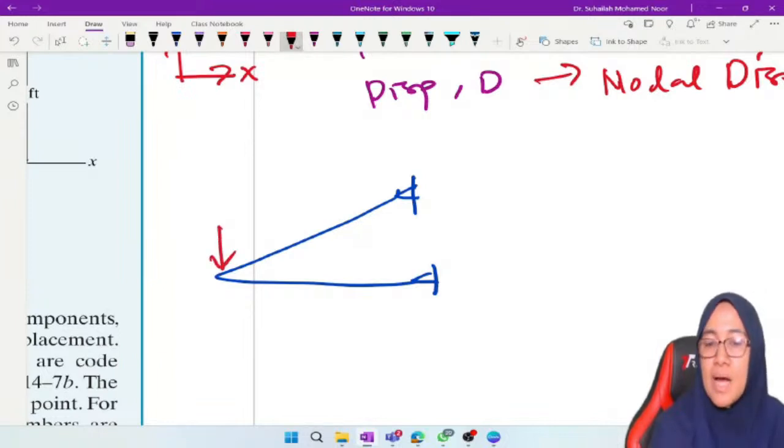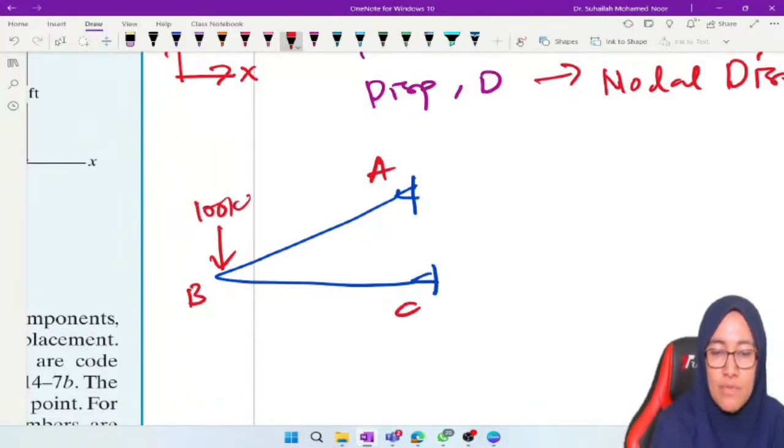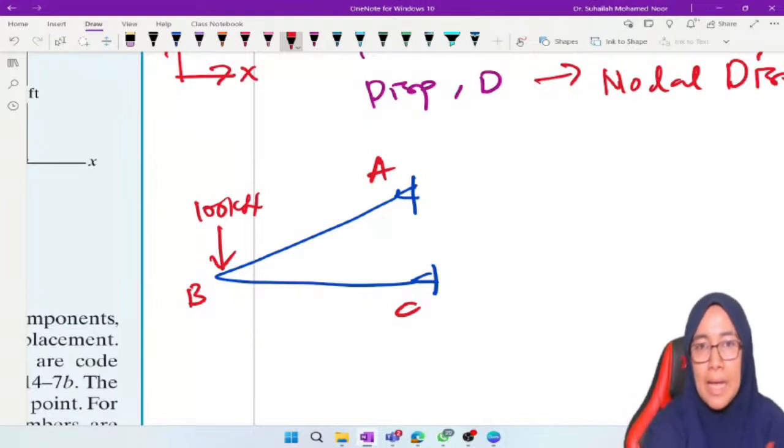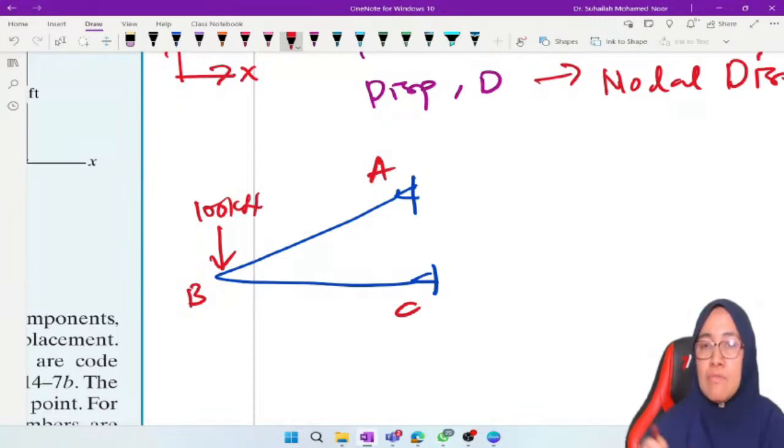Let's say this is the truss, with joints A, B, C, and a load of 100 kilonewton, for example. When we want to analyze the reaction at the support, this is a determinate truss. Basically we will start with the determinate truss, then continue with the analysis of indeterminate trusses. So we try to understand truss analysis using the stiffness method by using the simple determinate truss first.